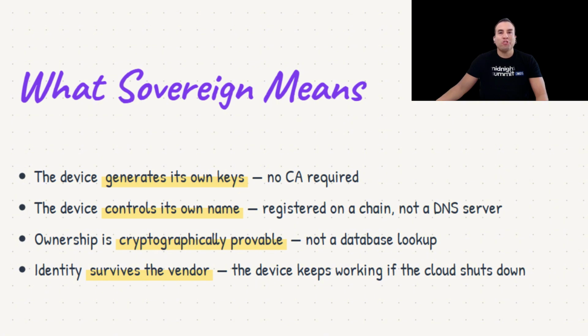Third, ownership is cryptographically provable. It's not a database lookup that can be tampered with. You prove control by signing. And fourth, identity survives the vendor. If the cloud shuts down, if the company is acquired, if the server is discontinued, the device still has its identity and can still transact with whoever is still running the chain. That's what sovereignty actually buys you.